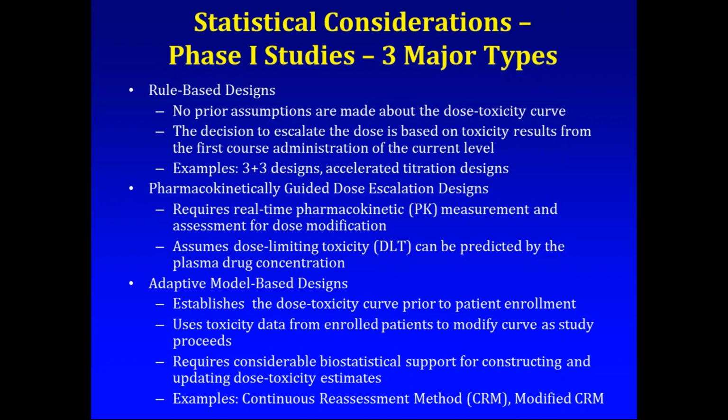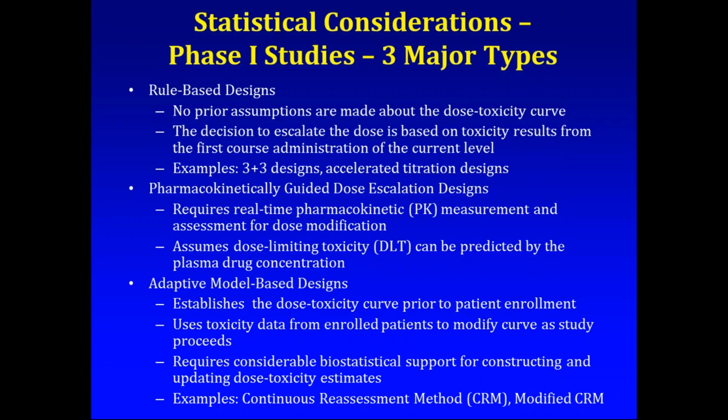The rule-based designs make no prior assumptions about the dose toxicity curve, and I would say these are the most, or have been the most commonly used phase 1 designs, even if you go way back to the 80s and 70s and 60s even. This is what researchers have been using up until recent years for almost all their phase 1 studies. And they're used primarily for dose escalation studies. And in the next 2 or 3 slides, I'll talk about specific phase 1 designs.